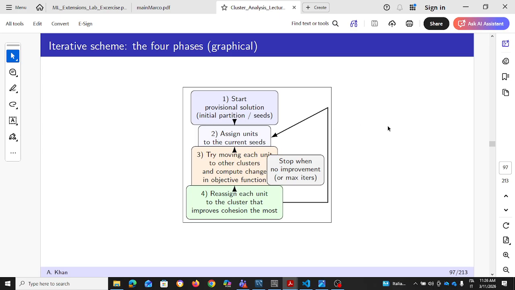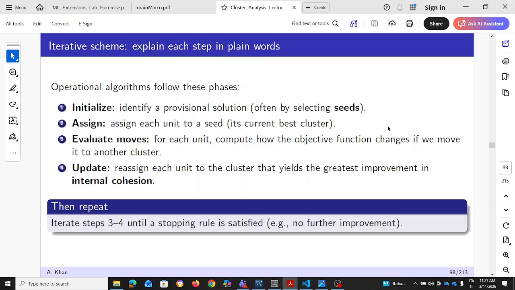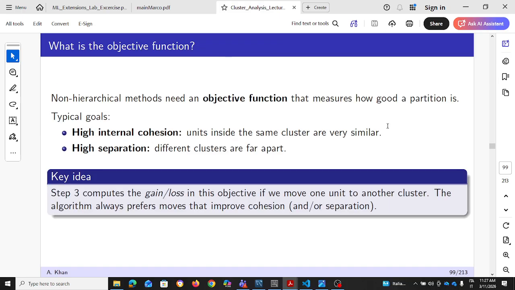So we start from our initial guess. We assign points to each of the points in our data set. Then we start moving, shuffling the points to find clusters. So maybe these points are going here, these points are going there. And then we do this process iteratively. It should be clear.